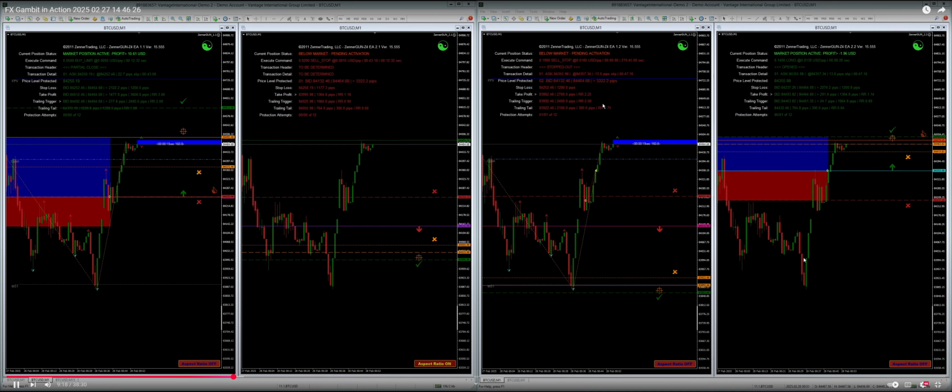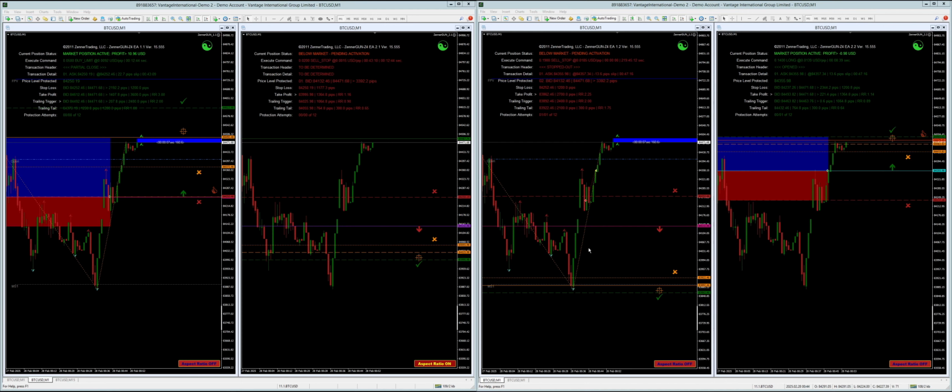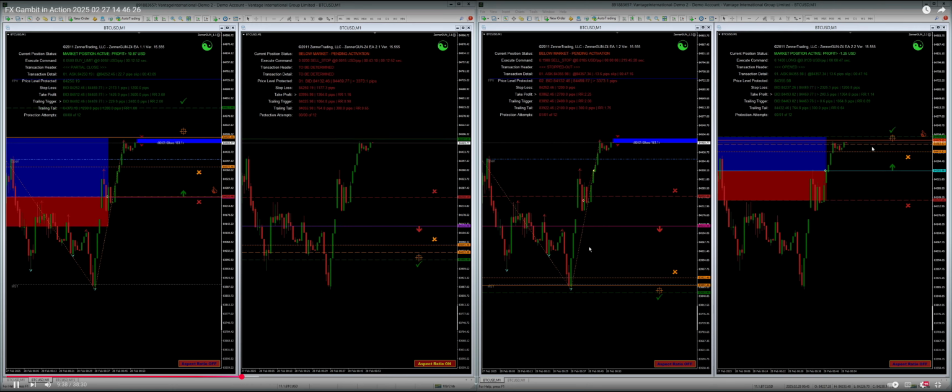Let's talk about what's going on here on the right side of the screen. We do have the counterbalancing long stop activated, and it's getting very close to reaching the take profit level.